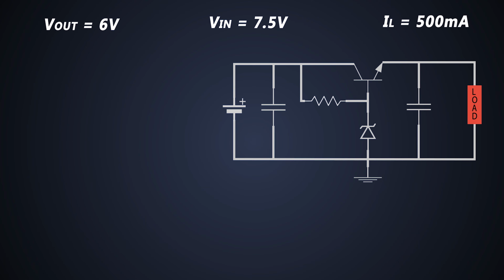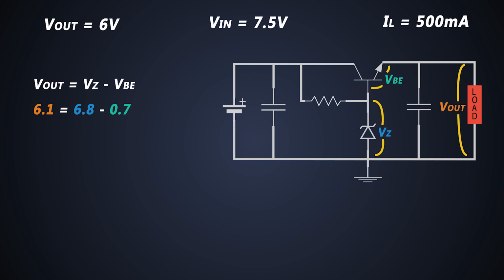Now for our circuit, if we use a Zener diode having a Zener voltage of 6.8 volts, the base voltage of the transistor will remain approximately at 6.8 volts. So the output voltage will be equal to the Zener voltage minus the base emitter voltage of the transistor, which will be around 6.1 volts, which is acceptable for my circuit.